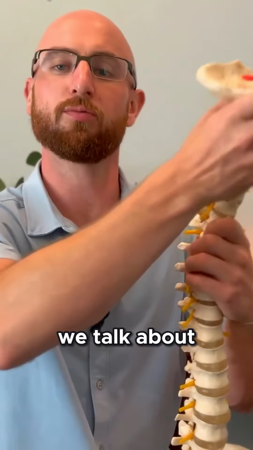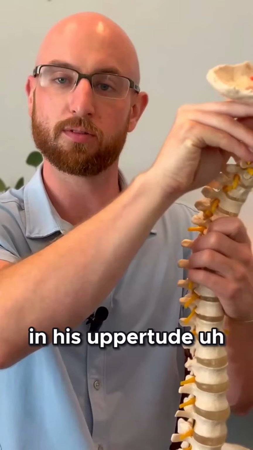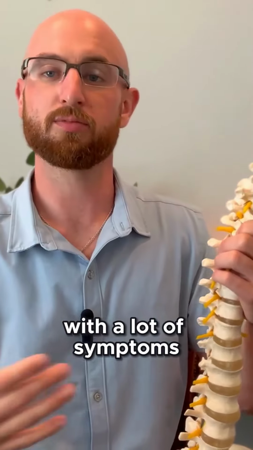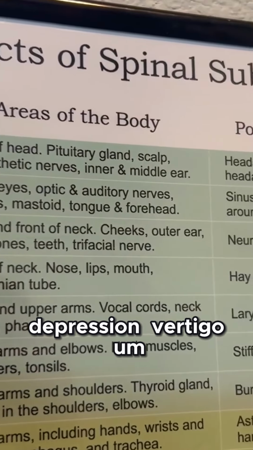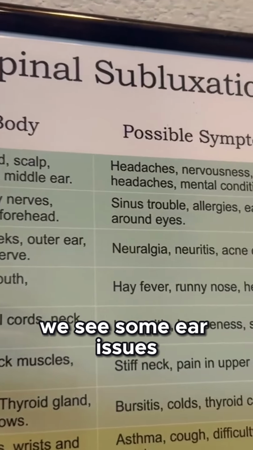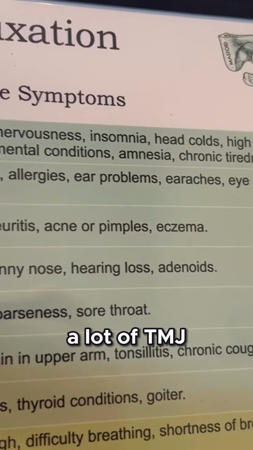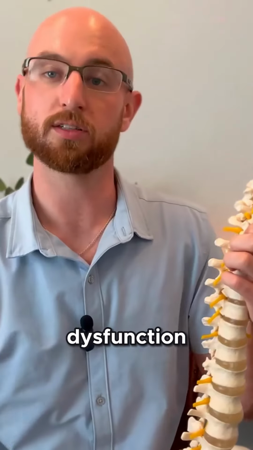Also super important, we talked about the brainstem being up there. If we see a lot of stress in these upper two vertebrae, the C1, C2, we can have people with a lot of symptoms like headaches, anxiety, depression, vertigo. We see some ear issues because of the nerves that come through there as well. And actually, a lot of TMJ or jaw joint dysfunction can also be related to dysfunction in your upper neck.